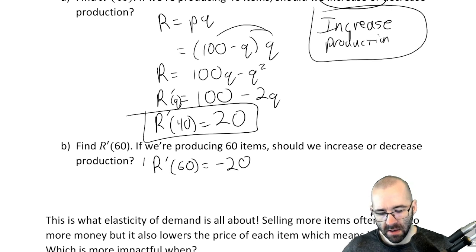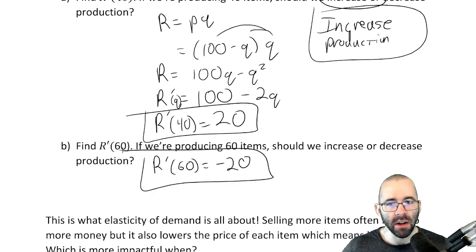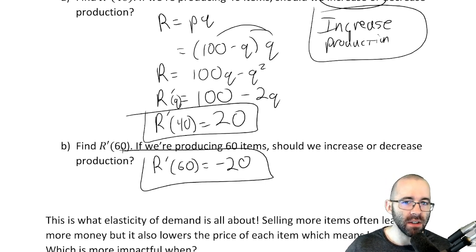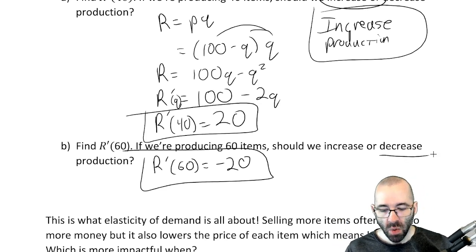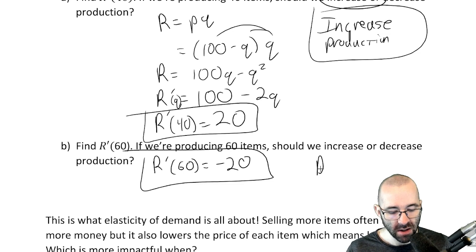Huh. So here, that means our marginal revenue is negative $20 per item. Increasing production at 60 items will mean we make 20 fewer dollars in revenue for every additional item we make. Well, if our revenue is going down for making more things, we should not make more things. In fact, we should go backwards. We should decrease production here.